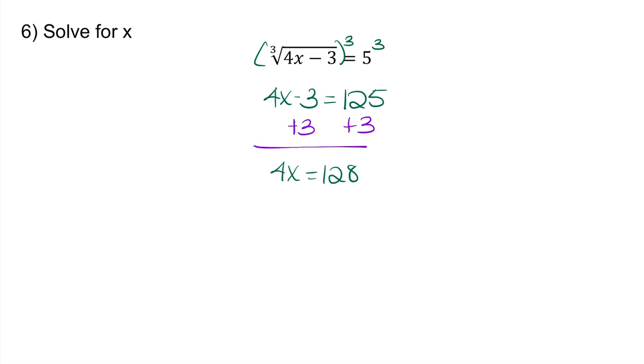Now to solve for x, I'm going to divide both sides by 4. And then I get x equals 128 divided by 4, so that's going to give us 4 goes into 12 3 times, and then 4 goes into 8 2 times, so x equals 32.